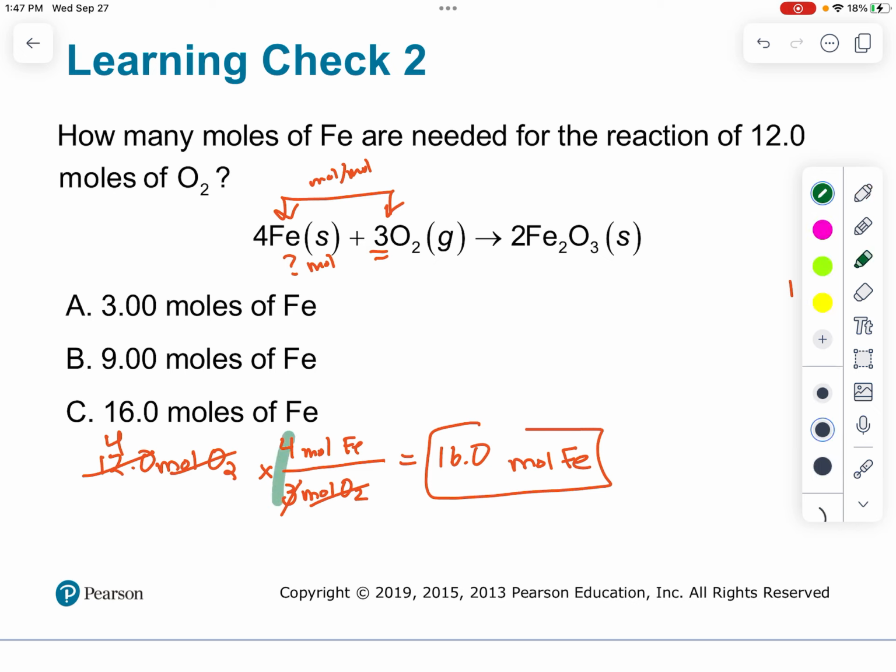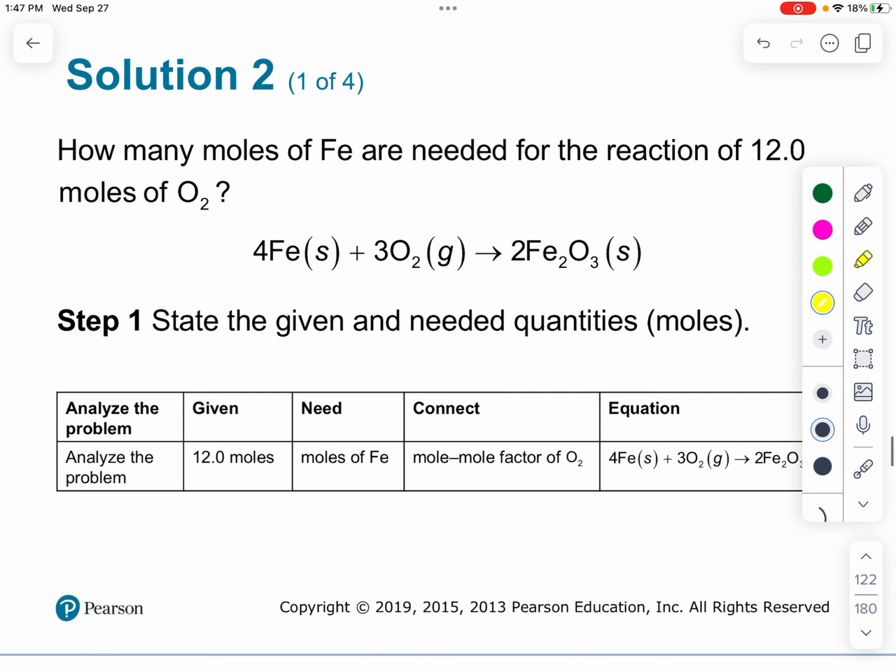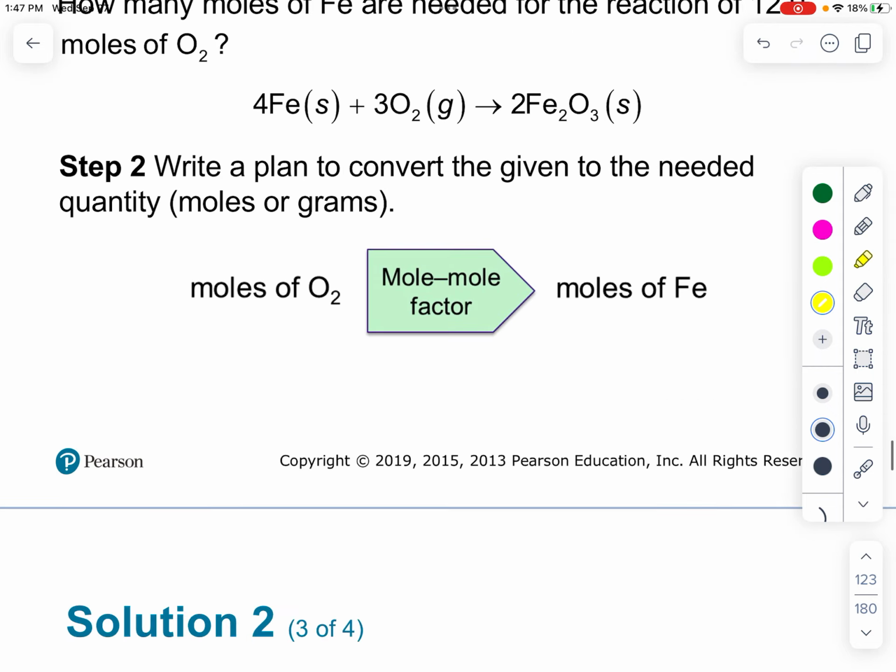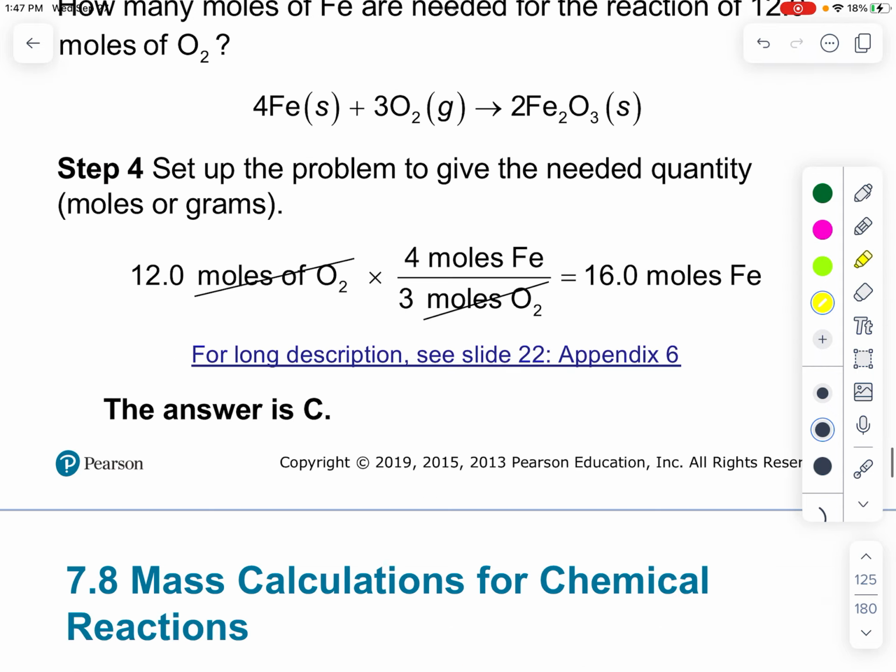Notice that these are whole numbers, and they are considered exact. So we don't limit the number of sig figs based on these mole to mole ratios because these coefficients are exact numbers. Okay, so that's showing you stepwise how to do that.